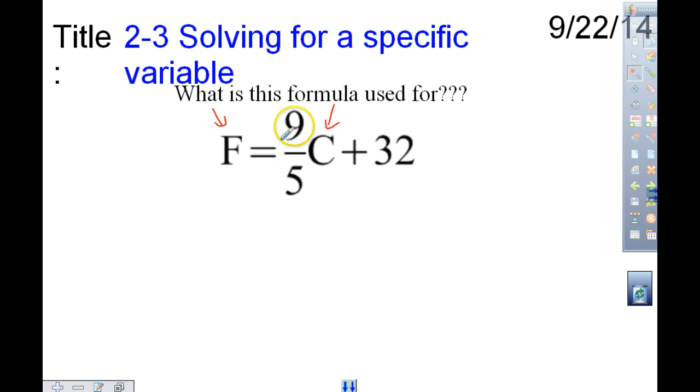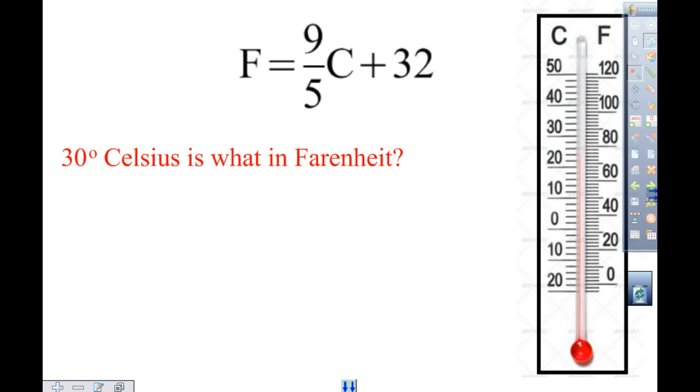If we have a formula that converts Celsius to Fahrenheit, can we write a formula that does the opposite, converts Fahrenheit to Celsius? So that's what we're going to be looking at. And in general, converting formulas from one to another.